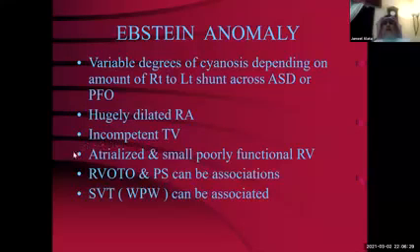They will have an atrialized, as I said, incompetent tricuspid valve, of variable degree. Usually it is moderate or severe. Atrialized and small, poorly functioning RV. So basically, they mainly have a left ventricle and not much of a right ventricle if they were the severe form. And because the RV becomes small and atrialized, and because of the abnormal tricuspid valve insertion, you may develop right ventricular outflow obstruction. Pulmonary stenosis is occasionally associated.